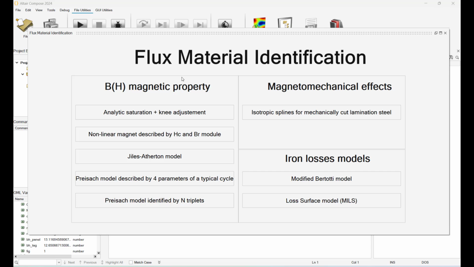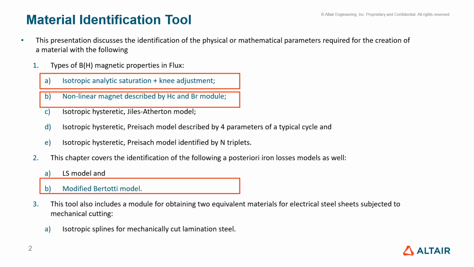This material identification tool has a main panel where the user is required to choose among three different kinds of properties: the magnetic property, magnetomechanical effects, and iron loss models. As you can see, each property is further classified into different models.